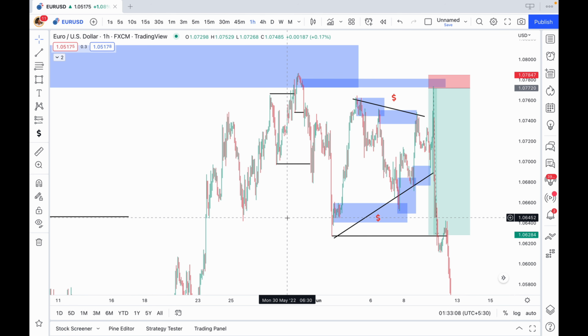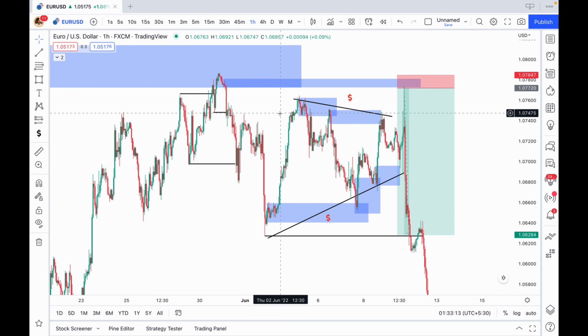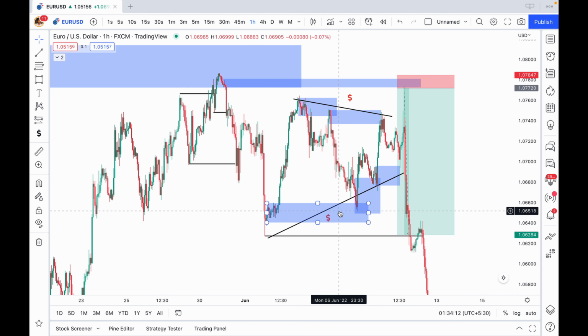Why is price behaving like going to the upside and going to the downside? Because it is creating liquidity from upside, downside. When price wants to go up, it will always induce the lows. And when price wants to go down, it will always induce the highs.